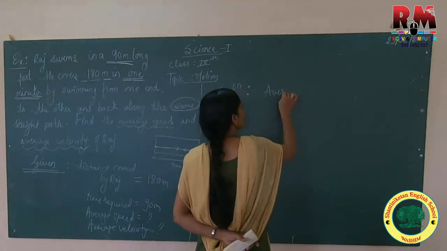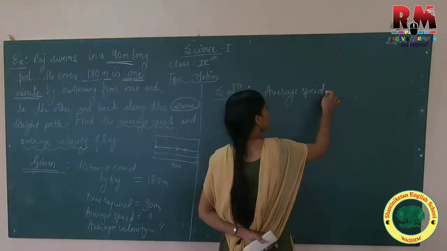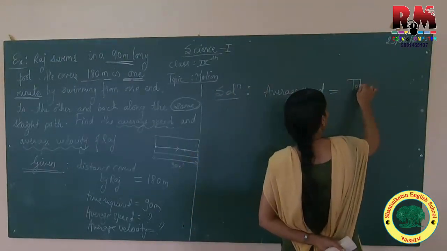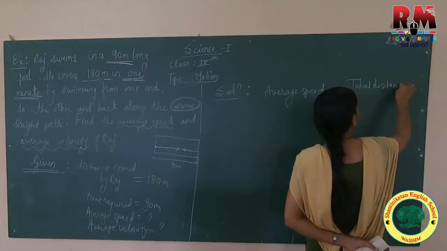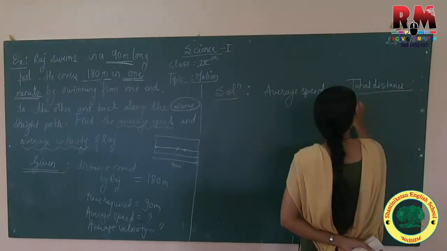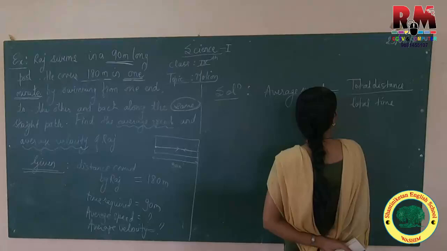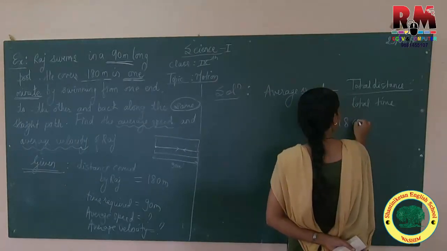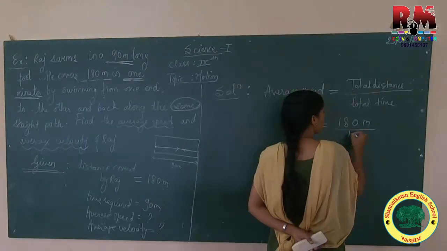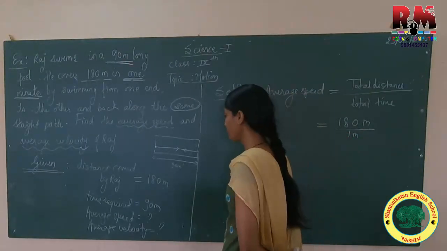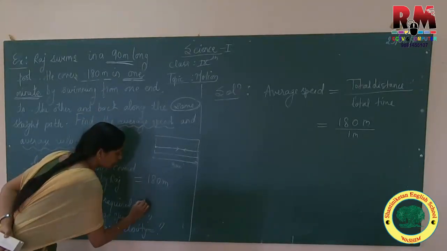Formula for average speed is equal to total distance covered upon total time taken. Okay. So how much is the distance? 180 meter. And how much is the time? 1 minute. Oh sorry, by mistake I have written 90 meter.